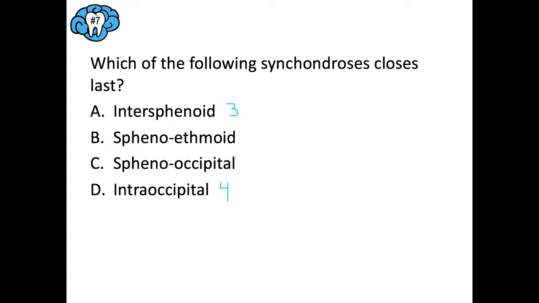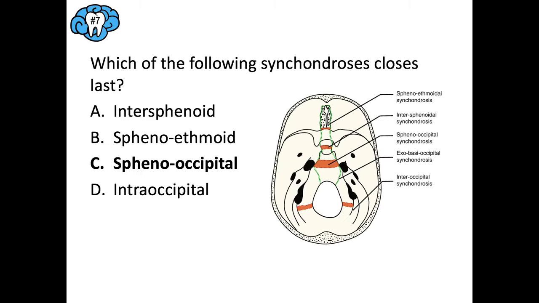The sphenoethmoid synchondrosis closes at around age 7, and we mentioned in the series that the sphenooccipital is the laggiest synchondrosis, and this one closes last, late, and it could even be up to age, let's say, 18. There's a pretty long time before it's closing fully. So the answer in this one is C.